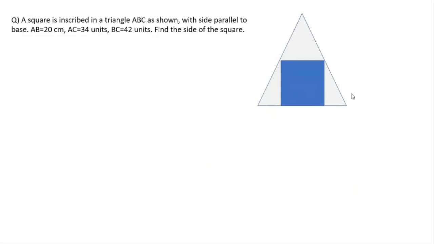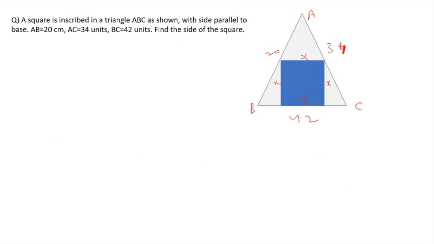Going to the next question here. A square is, and again, any questions till now, any concerns till this point? A square is inscribed in a triangle ABC as shown, side parallel to the base. AB is 20, AC is 34, BC is 42. Find the side of the square. So this is a square, so we need to find the side, let's say x. We need to find this.